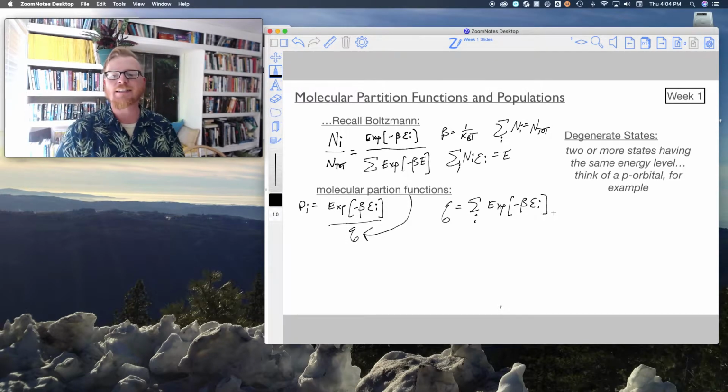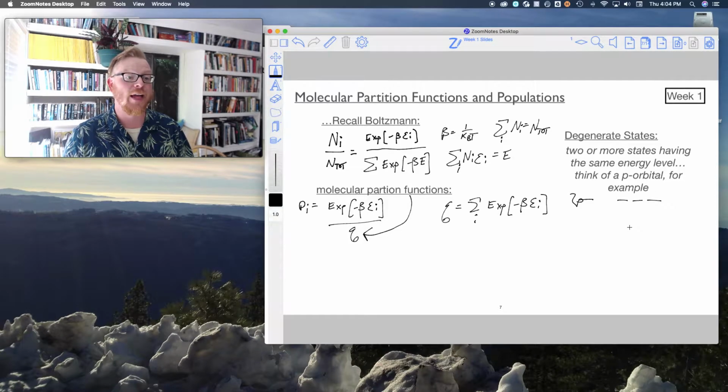So if the states have the same degeneracy, and so notice over here a degenerate state, 2 or more states having the same energy level. So think of a p orbital, for example. In that example, if I have, let's say, the 2p energy level, we recognize it goes 1, 2, 3. So that's got 3 equivalent degenerate states. Or a d orbital has 5, or an f orbital has 7. So that's what we mean by degeneracy.